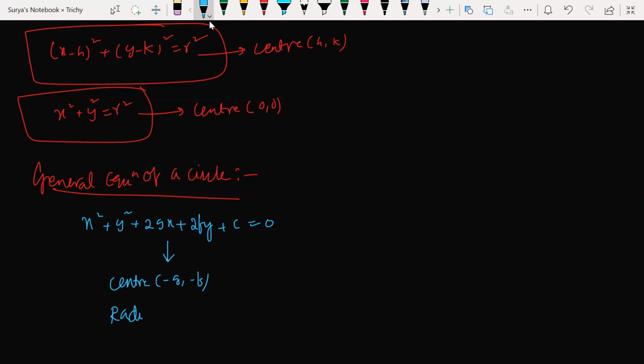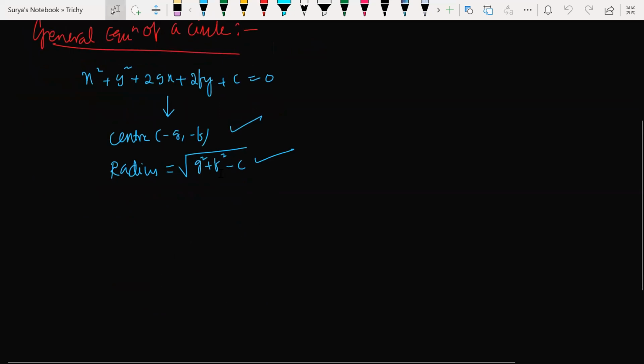What is the radius of this? What is the radius of the circle? एक मिनट, मतलब writing का दिमाग खराब हो रहा है आज. देखो radius क्या है? तो root of g square plus f square minus c. This is the center. This is the radius of this general equation of the circle. ठीक है? All right?